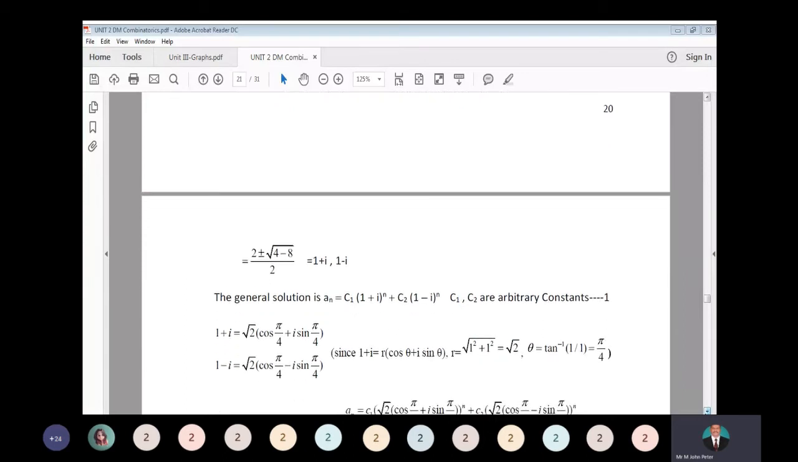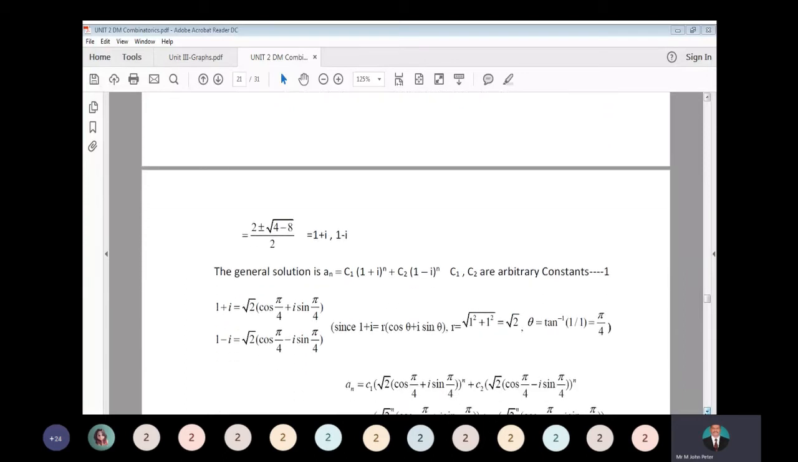With these as roots, you get the general solution a_n = c1 (1 + i)^n + c2 (1 - i)^n. So this is the general solution of the given recurrence relation, where c1 and c2 are arbitrary constants.